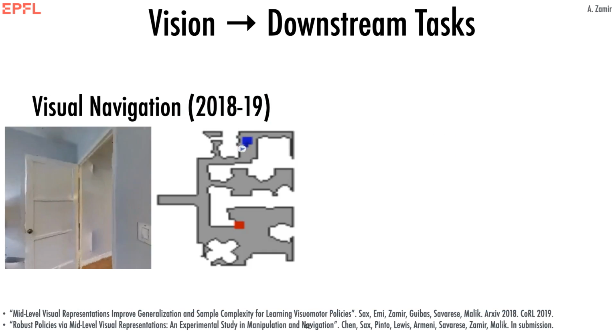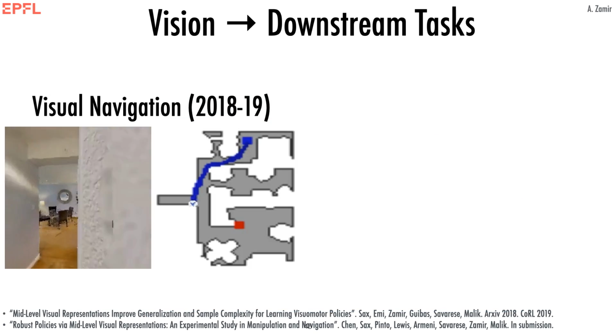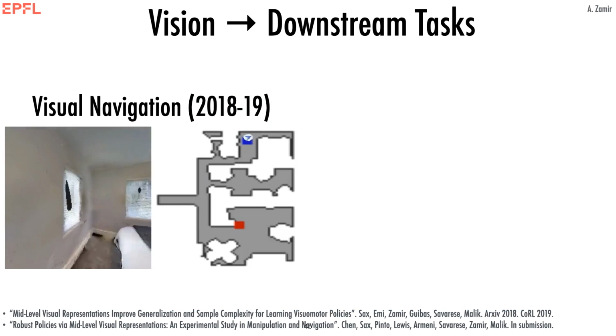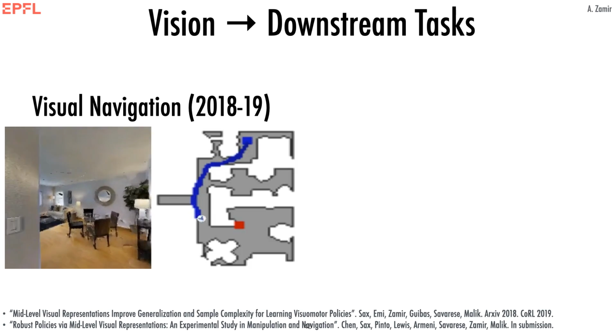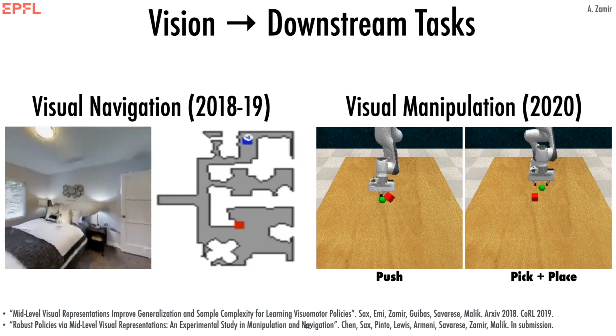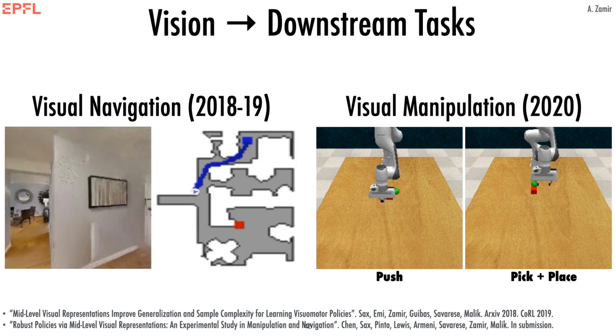So to give you an idea about the type of downstream task that we're talking about, navigation is a good candidate. You task the agent to go from one particular point in a building to another particular point. And that's something that we worked on in 2018 and 19. And more recently, we have started working on visual manipulation. You have an object, you want to push it, you want to pick and place it, and so on.